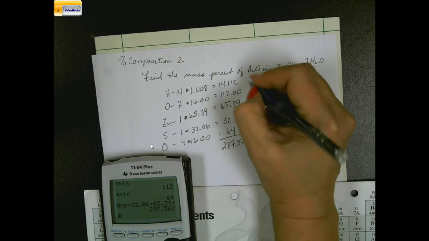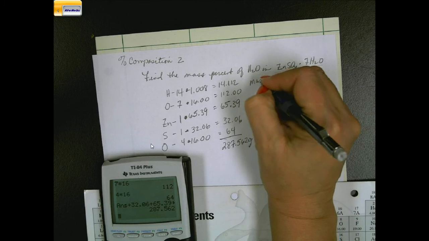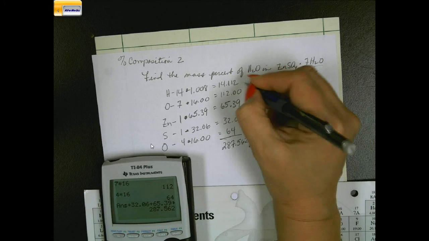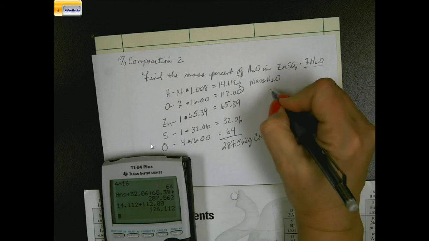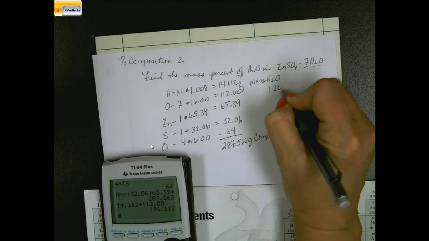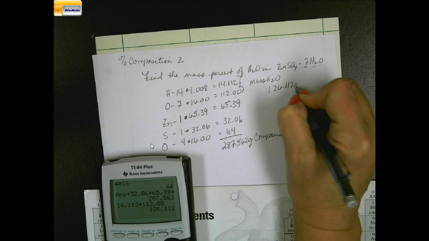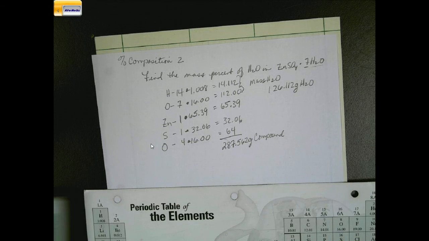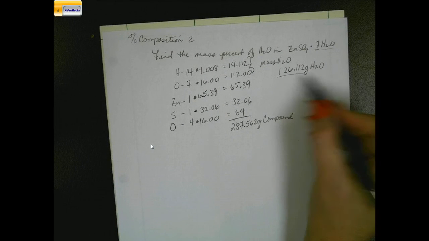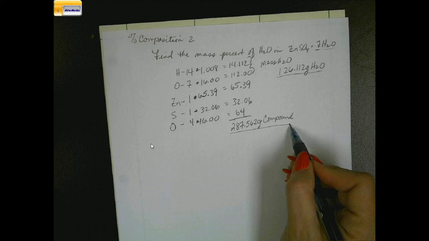Now I need to know the mass of water. And it's going to equal just the sum of these two numbers, so 14.112 plus 112.00 equals 126.112 grams of H2O. And as we did before, we will take the mass of water and divide it by the mass of the compound.